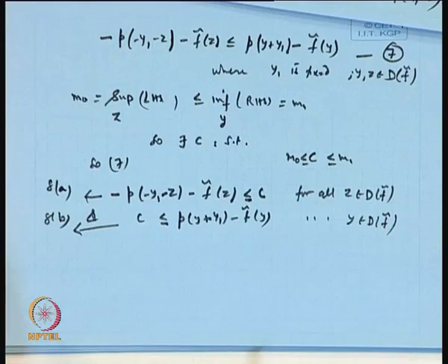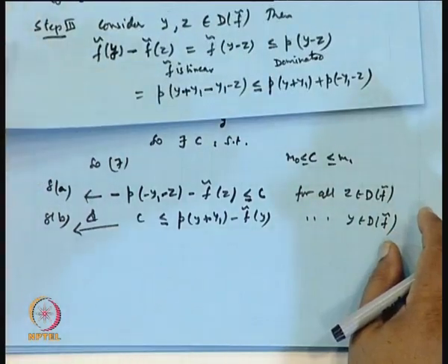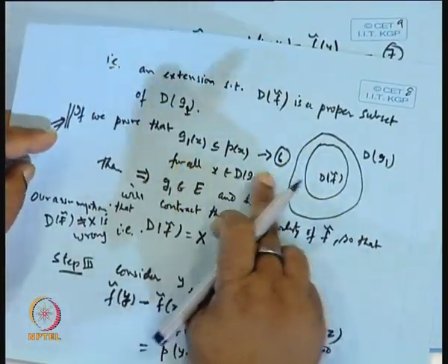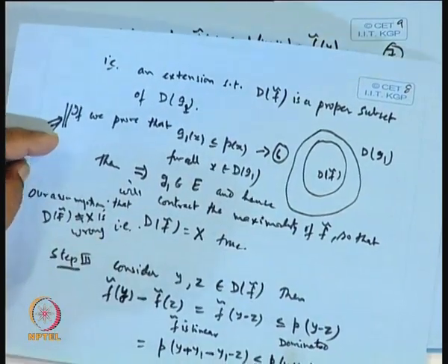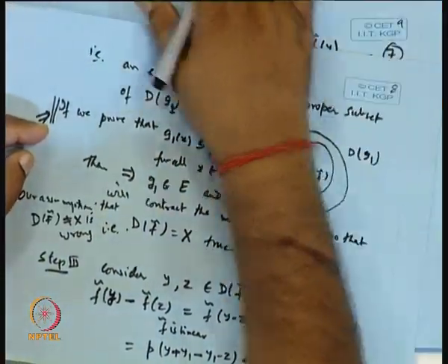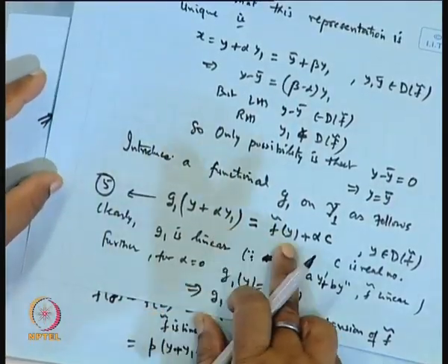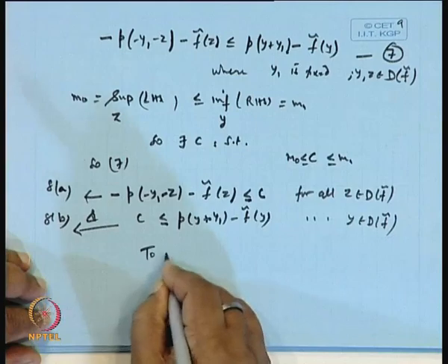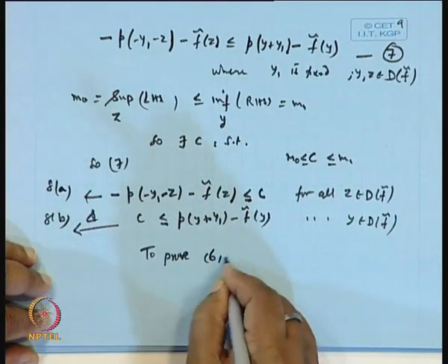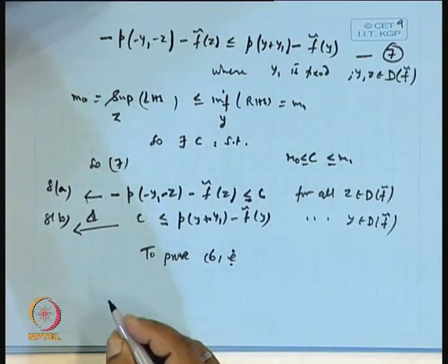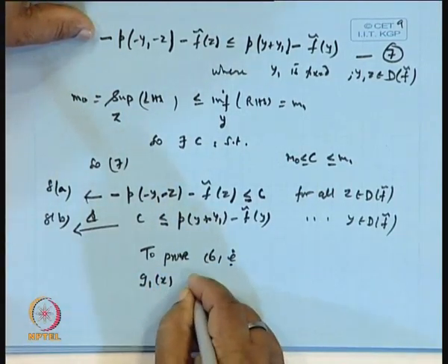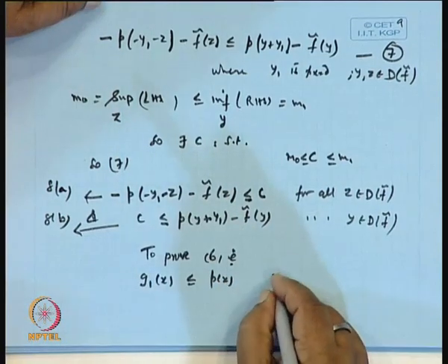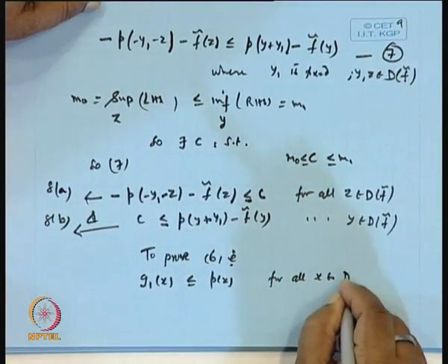Now, we wanted to establish this result 6, g 1 x is less than or equal to p x. Now, g 1 x is defined by 5, where x is y plus alpha y 1. So we wanted to show 6. So to prove 6, that is g 1 x is less than or equal to p x for all x belonging to d g 1.